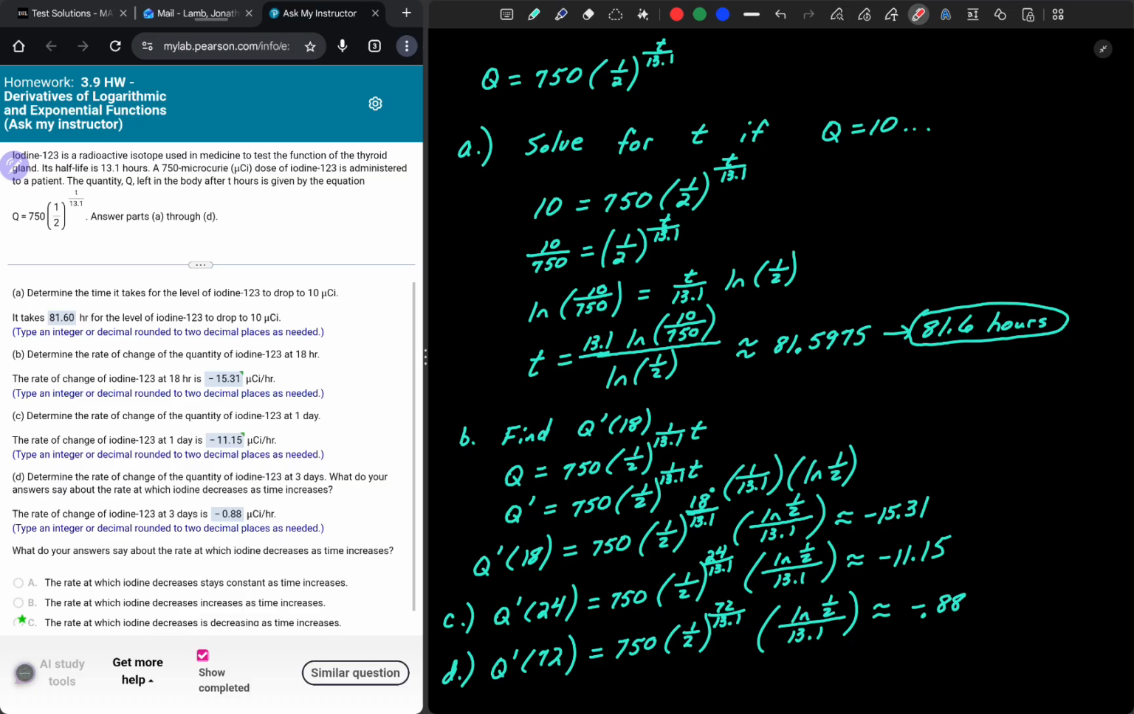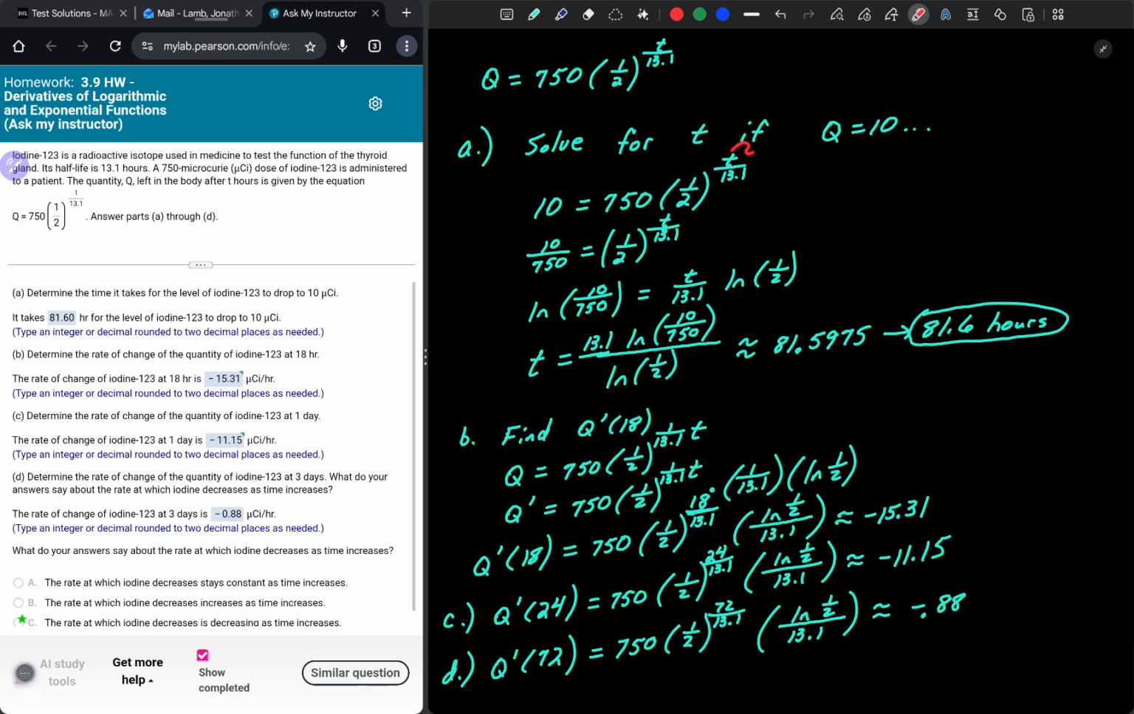Now, the first question that's asked here is it's wanting us to determine the time it takes for the iodine to drop to 10. Well, that's the quantity in the bloodstream. So I set that quantity equal to 10 and I solve for t. So I need to find the time at which that happens. So this is just solving an exponential equation. This would be like a pre-cal problem.